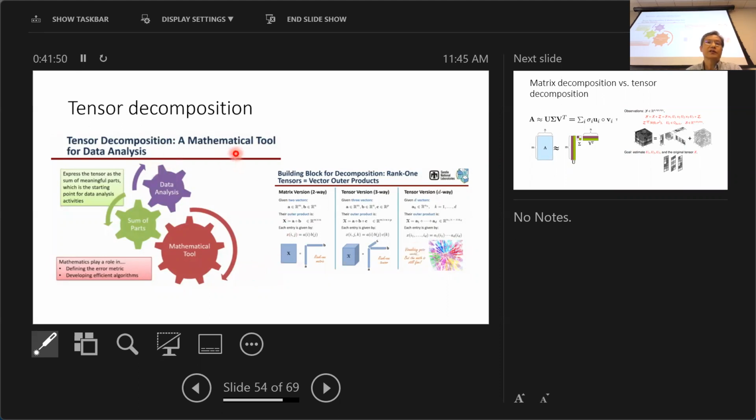So the tensor decomposition is a very useful mathematical tool for data analysis. And let's take the same idea as you do this matrix decomposition. For example, you can decompose this big X matrix into the outer product of two vectors. If you have a vector n by 1 and 1 by m, the outer product of these two will create an n by m matrix.